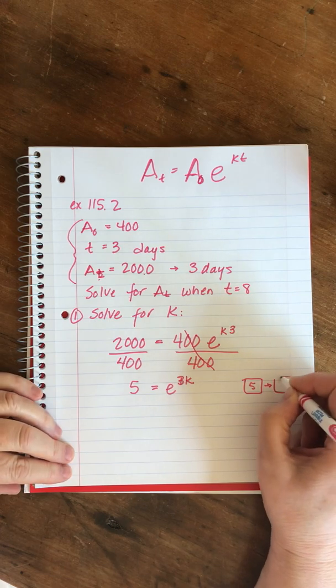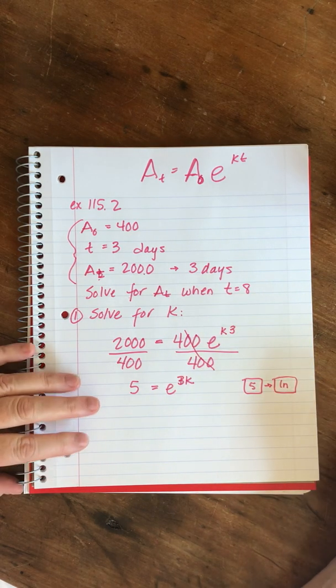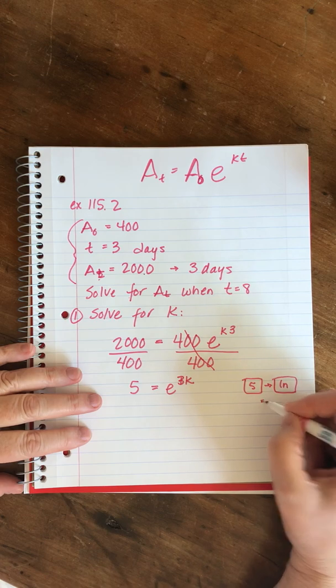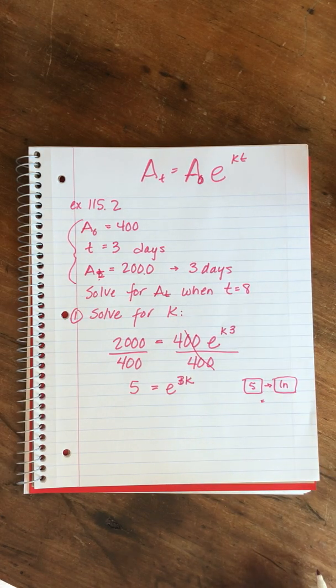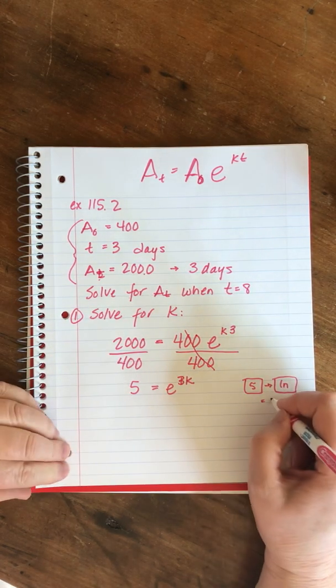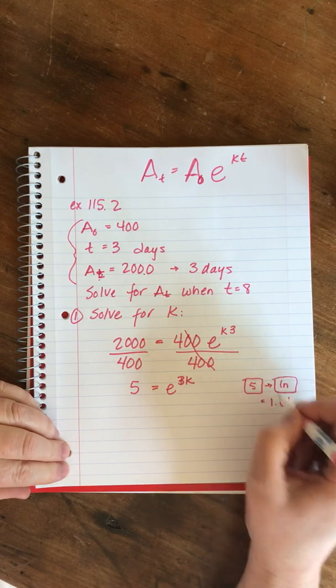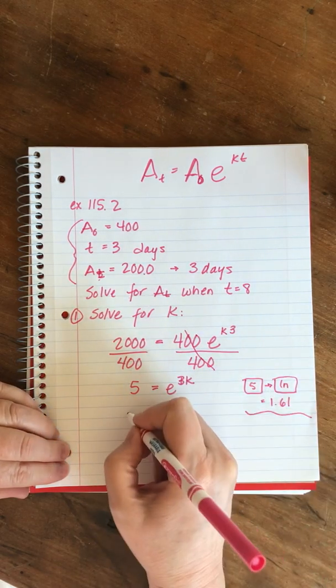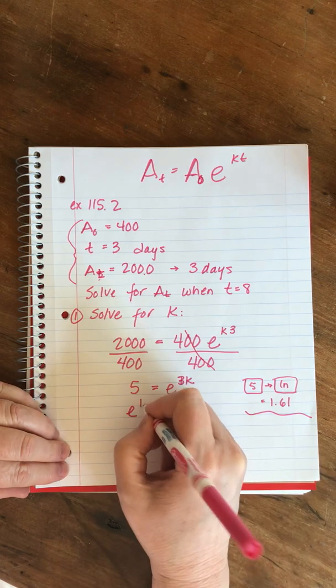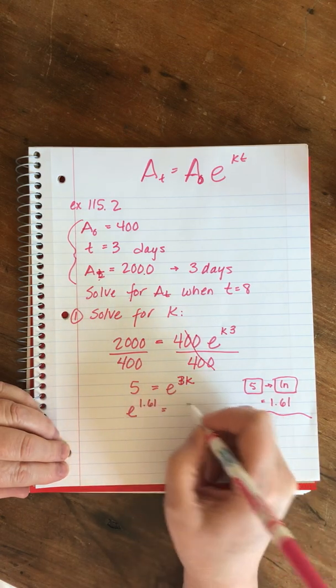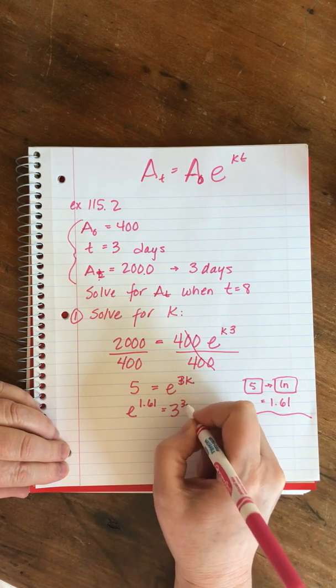One second, let me just finish doing this. It's the ln, and we get 1.61. Okay, so this is our little side calculation. So now we can write e to the 1.61 equals e to the 3k.